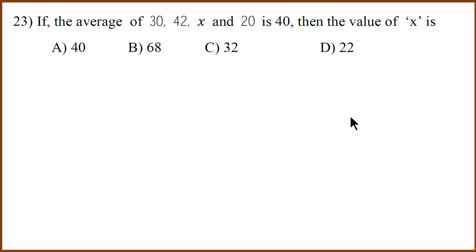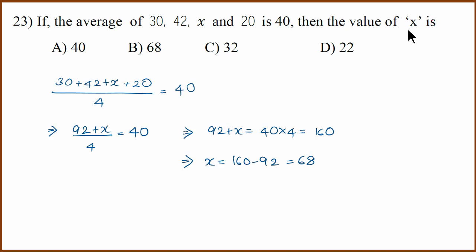So 23rd question is a statistics question. In the statistics question, we have been given 4 numbers, 30, 42, x and 20. The average of that is 40, which means what is the value of x is the question. X value ಏನು ಕಂಡುಹಿಡಿಯಬೇಕು ಅಂತ ಕೊಟ್ಟಿದ್ದಾರೆ. ಈ ಥರ ಕ್ವೆಶ್ಚನ್ ಹೇಗೆ ಮಾಡೋದು?